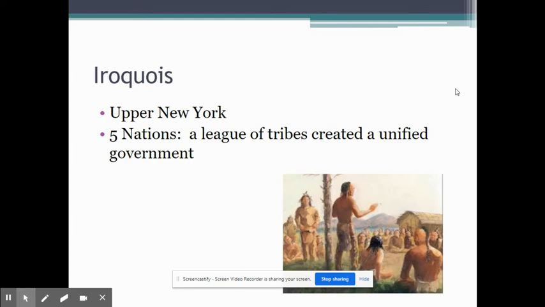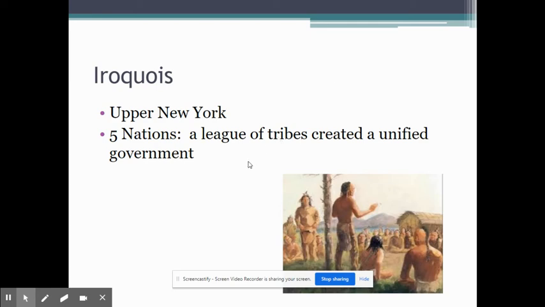This group of people found a way to get along, work together, and create something stronger as a group. And so we want to write beside the term Five Nations that the Iroquois were actually a league or a team of five different tribes. And they joined together rather than continuing to fight, and they created a unified government. So much so that some of the things that they actually established were shared and copied when the United States formed and created our Constitution.